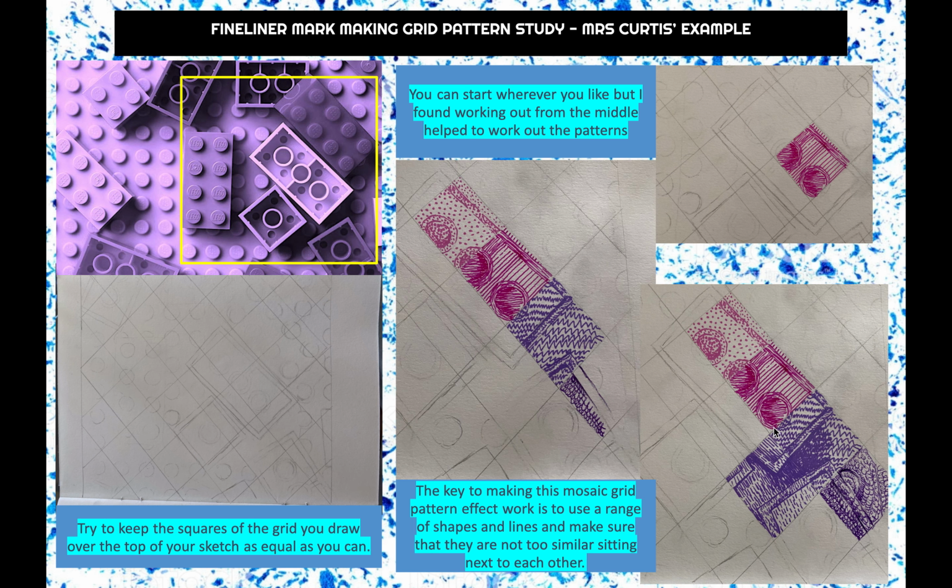I then decided that I wanted to continue playing around with this idea of the gel pen, but using different mark making. I just wanted to see what the difference would be like if I had them juxtaposed together. So here you can see I've got lines in this mark making grid, but in here I've got zigzags. And the key to making this mosaic grid pattern work is to use a range of shapes and lines, and to make sure they are not too similar when they're sitting next to each other in the grid formation.